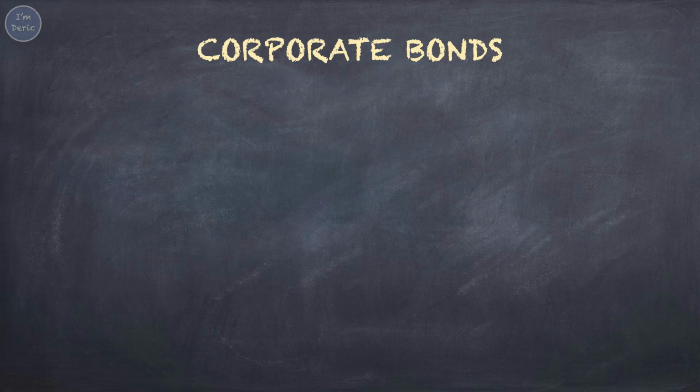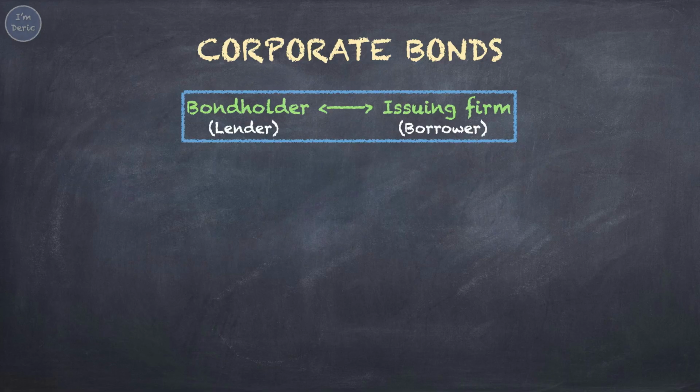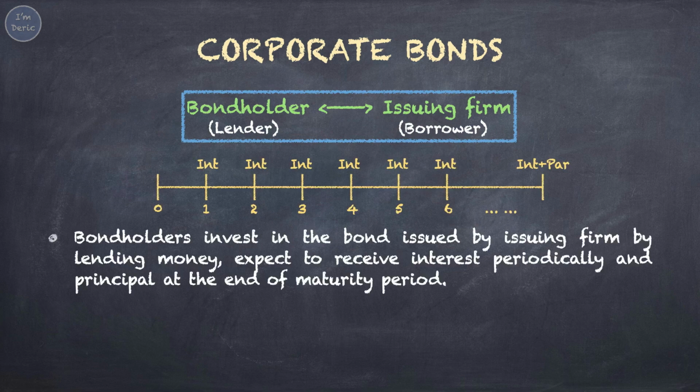Corporate bond is one of the most common types of bond. When you buy bonds, you are basically lending money to the company. In other words, issuing firm borrows money from you by selling bonds. So bondholder is the lender, issuing firm is the borrower. Bondholders invest in the bond issued by issuing firm by lending money.